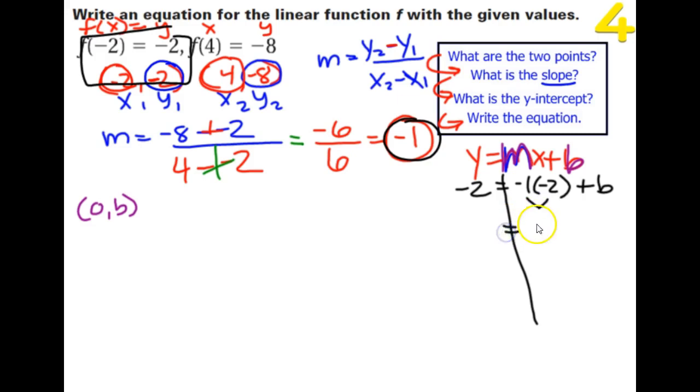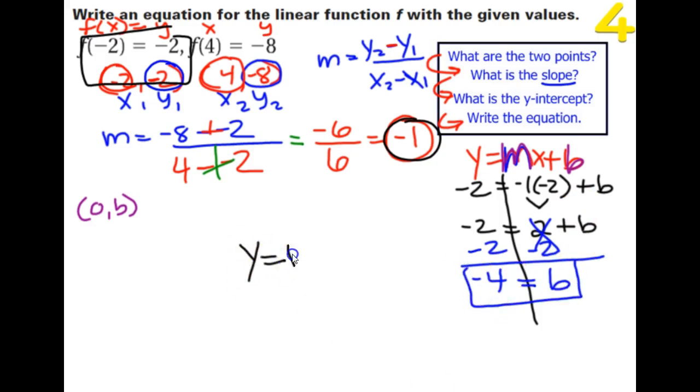-1 times -2 is a positive 2. And then we want b all by itself. We're going to subtract 2. Be careful. Some of you might think this is 0. This is really -4 equals b.